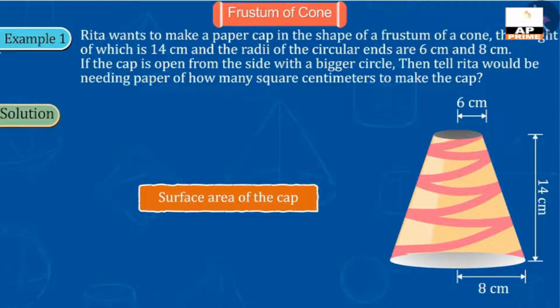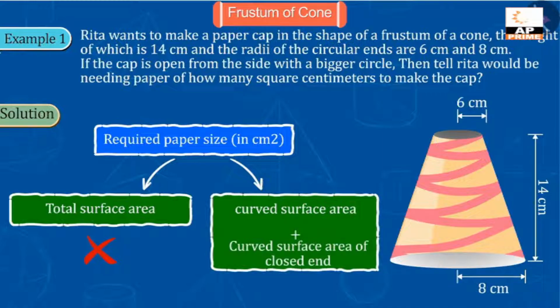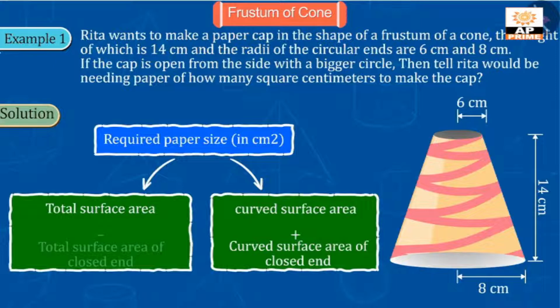Absolutely correct. For this, we have to find the surface area of the cap. Because the cap is open from the bottom and closed at the top, we will not find the total surface area. Rather, we will add the area of the closed end to the curved surface area. The area of the open end will be subtracted from the entire surface area. We will solve this question in the first way, and the second way will be left for you to try.